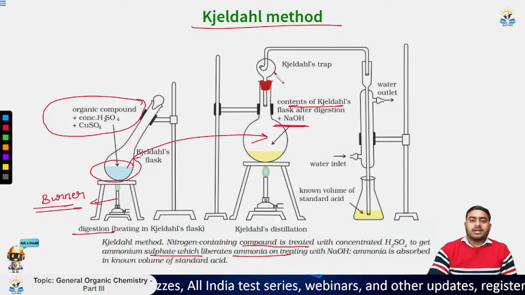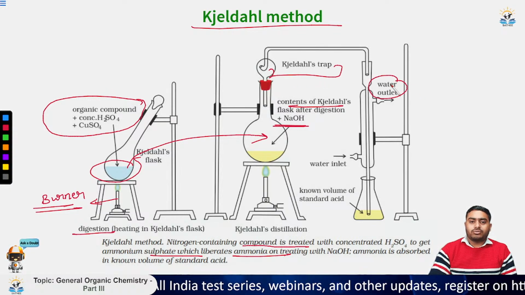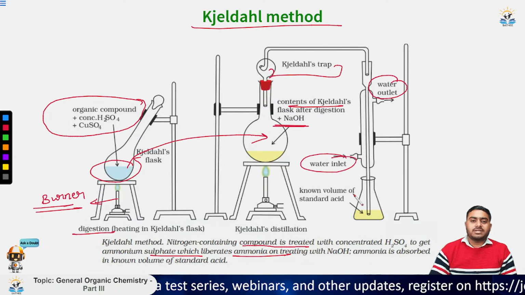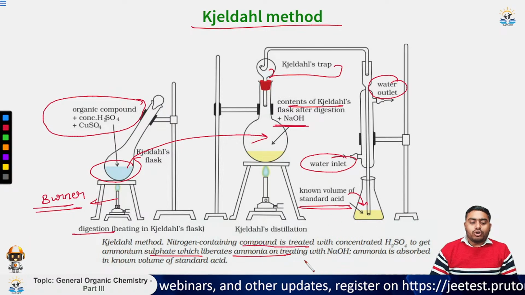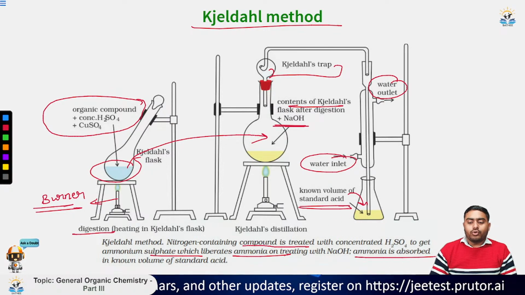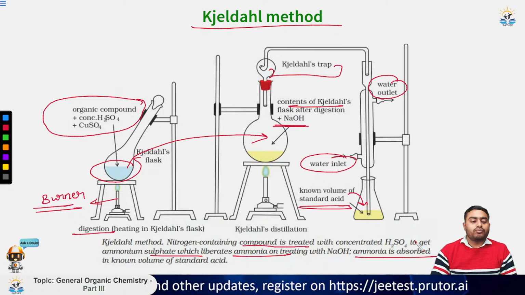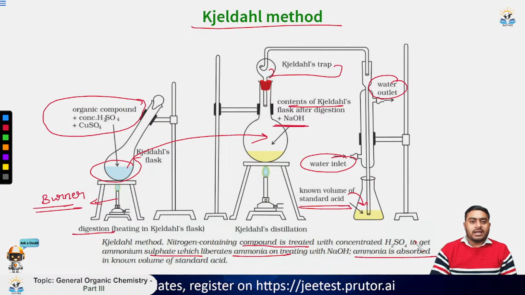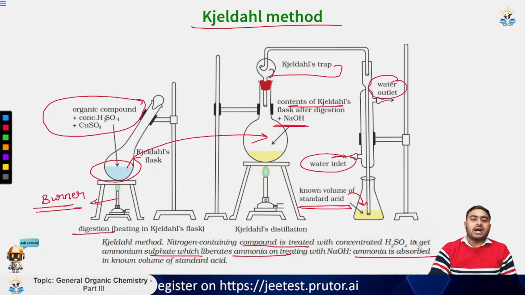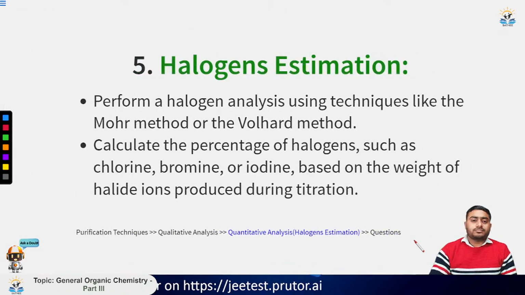This is the Kjeldahl trap. This is the water outlet, and water inlet you can see here, and this is the known volume of standard acid. So on treating with NaOH, ammonia is absorbed in the known volume of standard acid, right? I hope you are getting a clear idea about this. This is the Kjeldahl method.